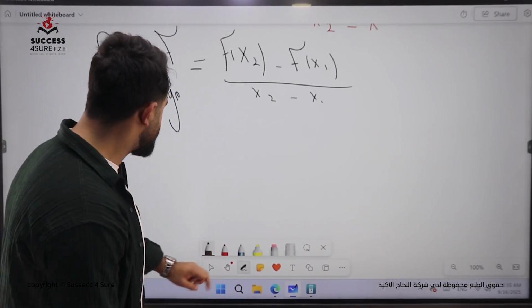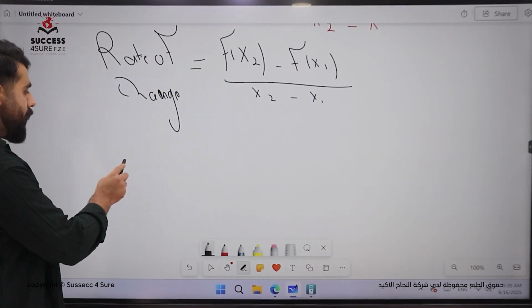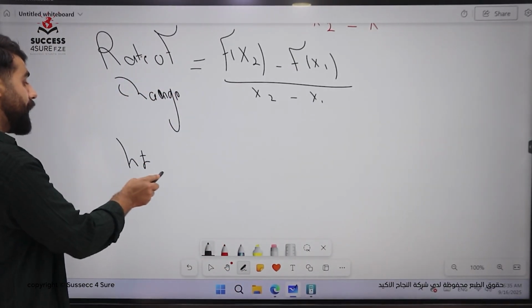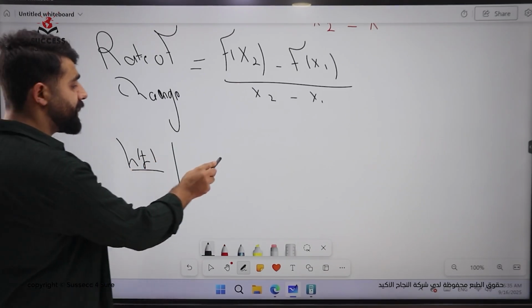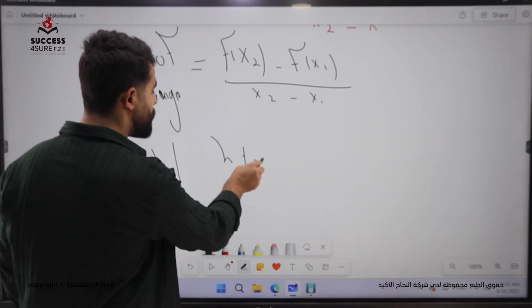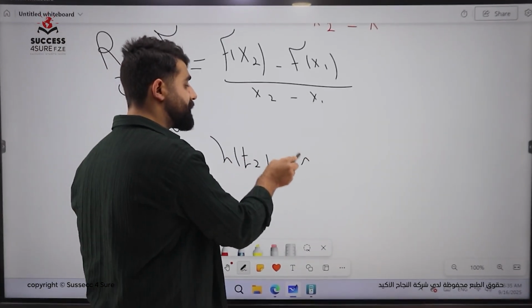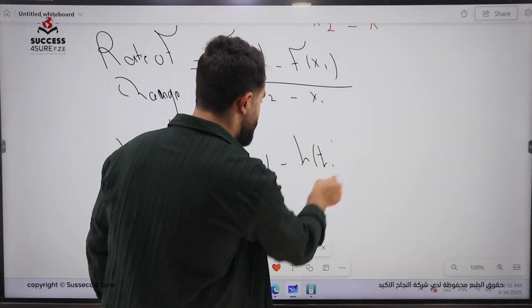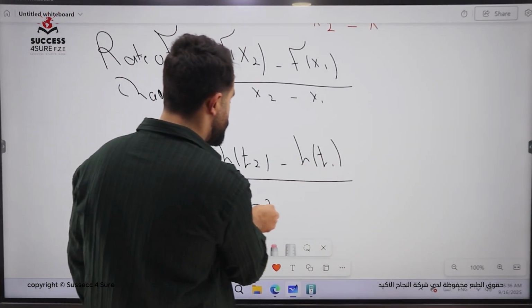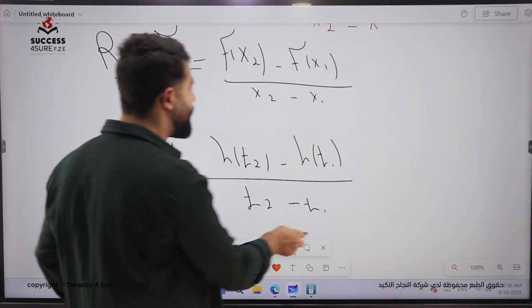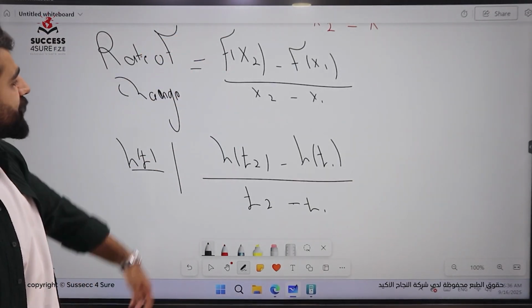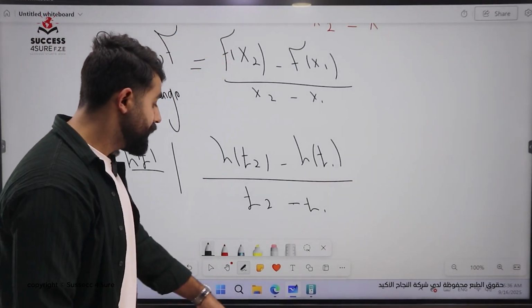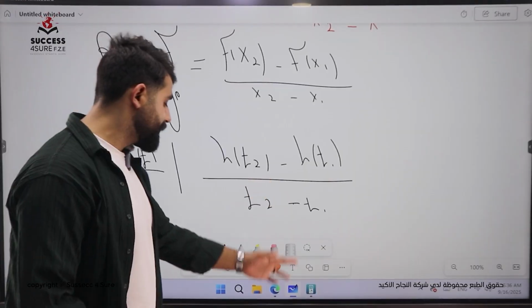Now, maybe you have a function called h of t. How to find the rate of change for it? You can say it's h of t2 minus h of t1 divided by t2 minus t1. And that's it. It's the same, but we just changed the letter that we're dealing with, and that depends on the question itself. It's already given in the question.